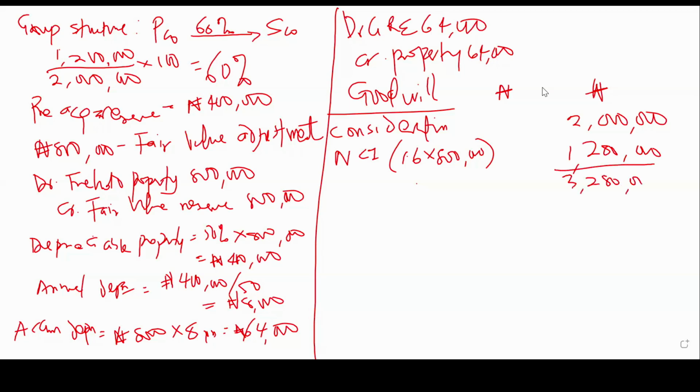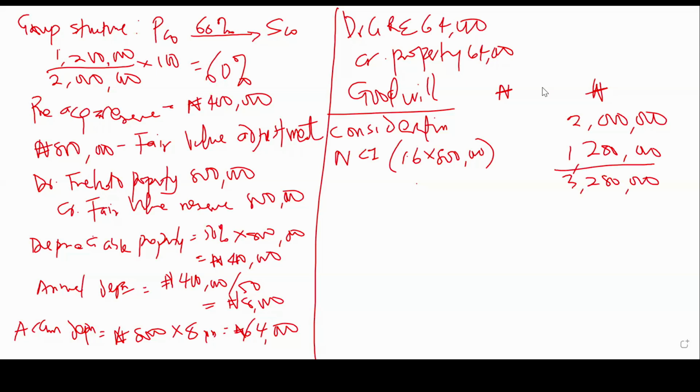Sorry, sir. How did you get 1.6? 1.6 is the last additional information we're given. They told us non-controlling interest is valued at full fair value. ESCO shares was trading at 1.60 naira just prior to the acquisition. All right. Okay, let's move on.